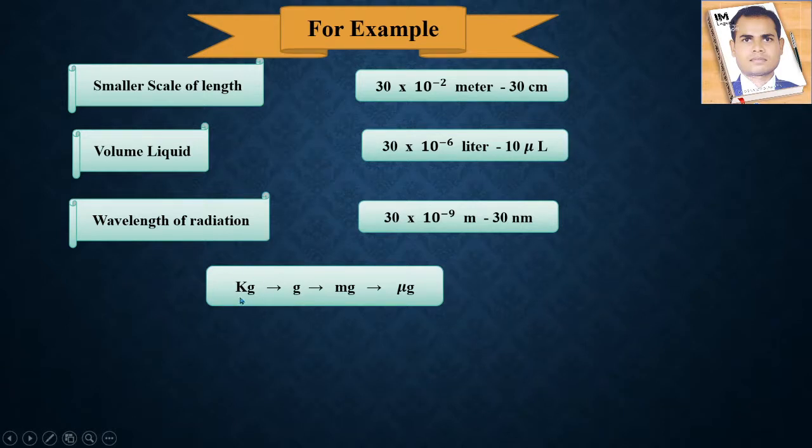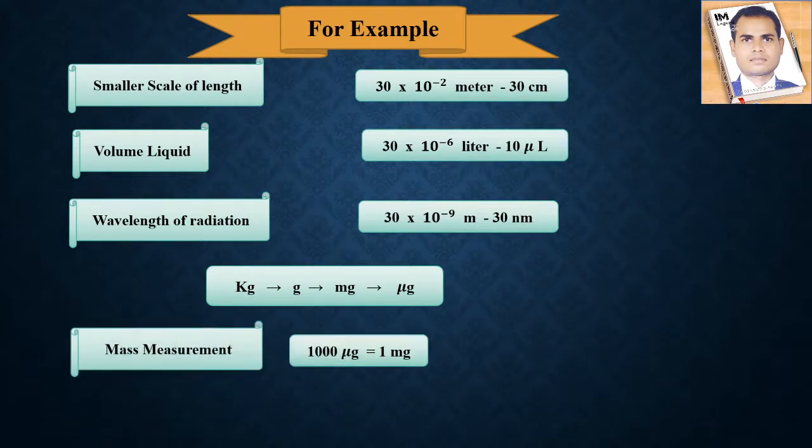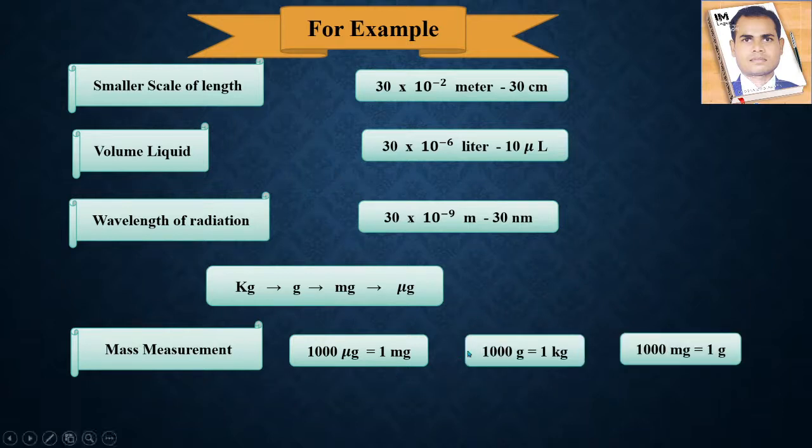And you will see here the mass units: kilogram, then the smaller unit gram, then smaller than gram is milligram, and again a smaller mass unit is microgram. In this way you will see the mass measurements. 1000 microgram is equal to 1 milligram. Next, 1000 gram is equal to 1 kilogram. Next, 1000 milligram is equal to 1 gram.